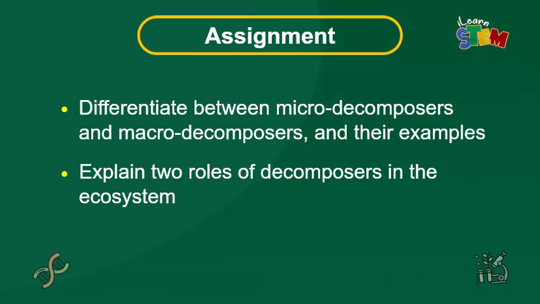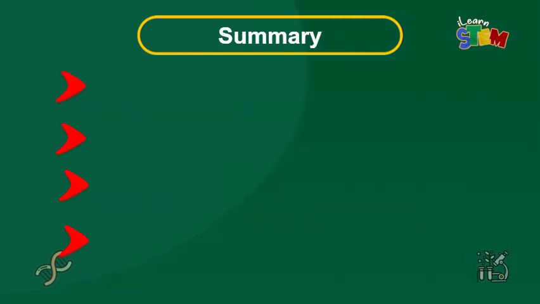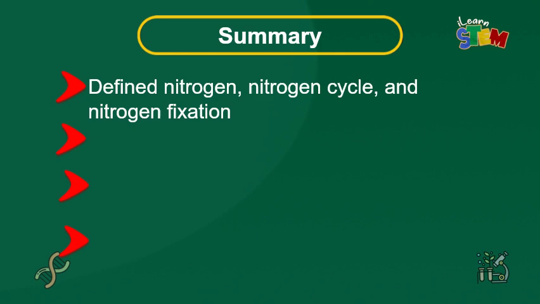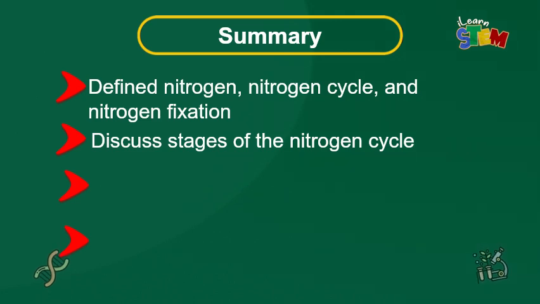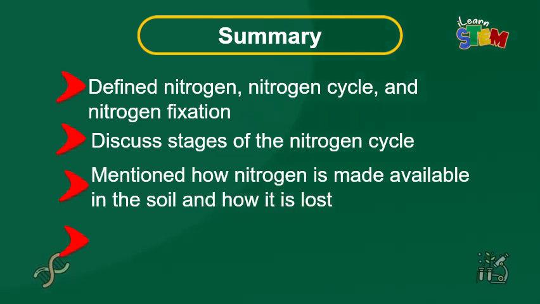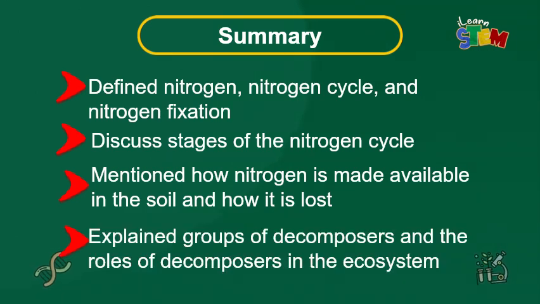Before we wrap up, let's go through what we learned today. In today's class, we defined the nitrogen cycle and nitrogen fixation. We discussed stages of the nitrogen cycle. We also mentioned how nitrogen is made available in the soil and how it is lost. Then, we explained groups of decomposers, and the roles of decomposers in the ecosystem.